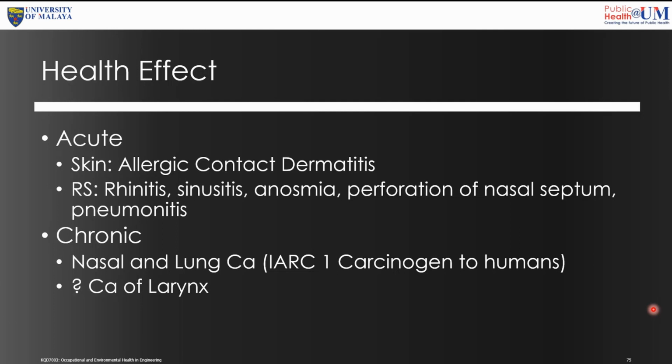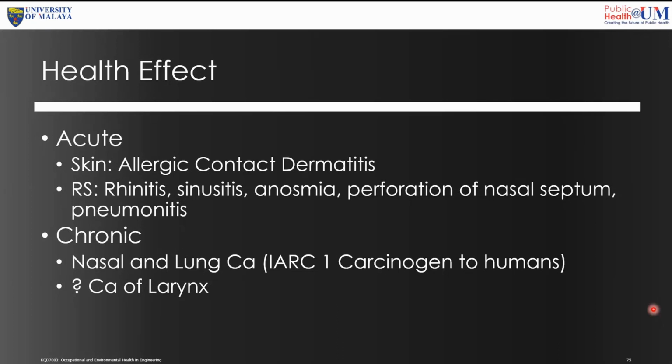Respiratory symptoms: you get rhinitis, sinusitis. All right. Basically, rhinitis is the running nose. Sinusitis is a sinus problem. Anosmia is when you cannot smell properly. Perforation of the nasal septum, same as what you find in chromium, and also cadmium. And the next is pneumonitis. Of course, the inflammation of your lungs, you get pneumonitis.